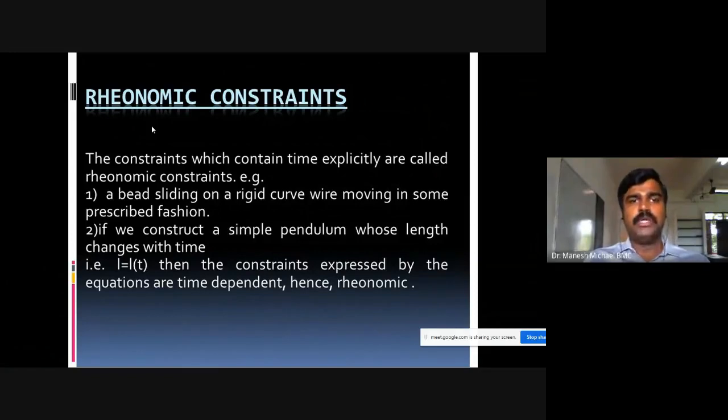One point you should note here is that the rheonomic constraint is a time-dependent constraint, and there is a chance that a rheonomic constraint can also be under the category of holonomic constraints.